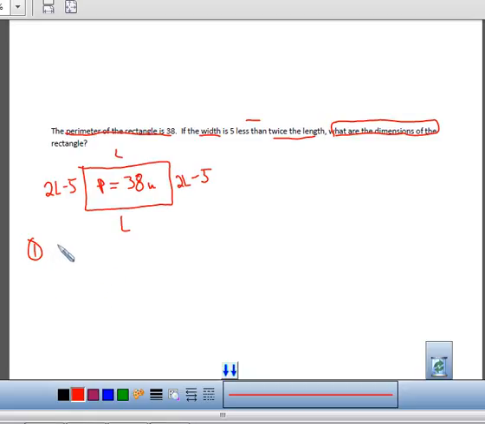Here we go. So let L equal the length and 2L minus 5 is equal to the width. So now write an equation. Solve for L. When you find L, figure out what W is. This problem I'll expect you to solve on your own and finish on your own.